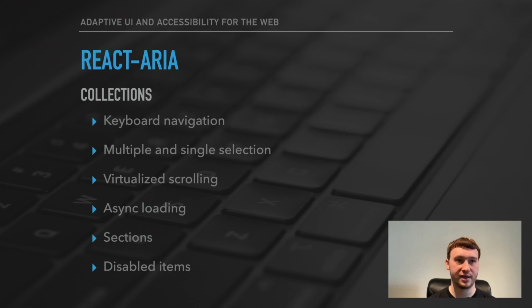One interesting thing is that we have a unified API for defining the data for these collection components. And that lets us reuse the same implementation of focus management, keyboard navigation, selection, and virtualized scrolling across all of these components. We also support things like async loading of data, sections or groups in the collection, and disabled items. Of course, many of these features are opt-in as well, and implemented as separate hooks, so it's really composable and you can only include the features you need in your app.